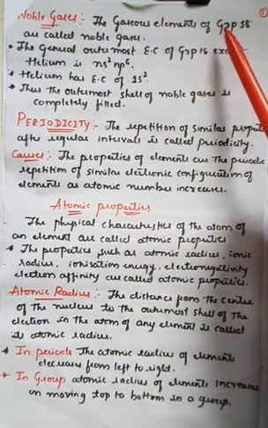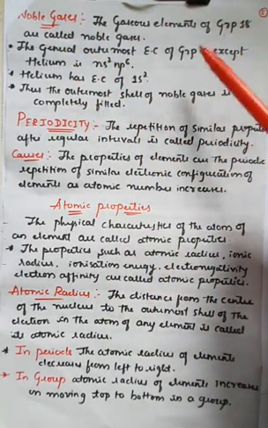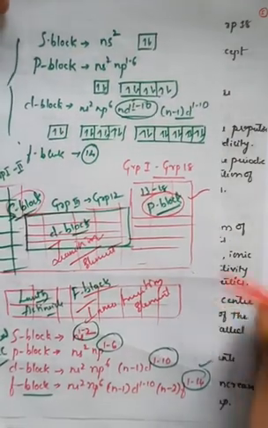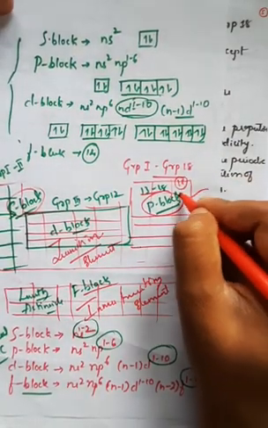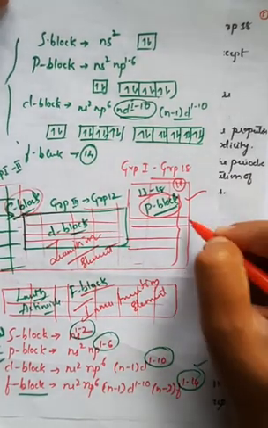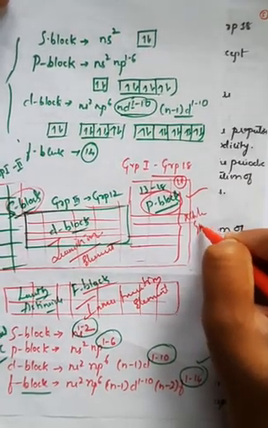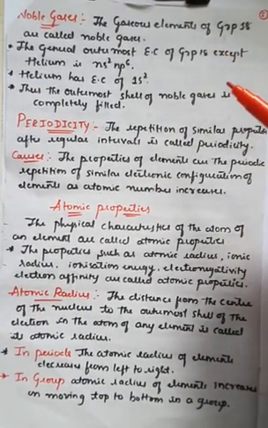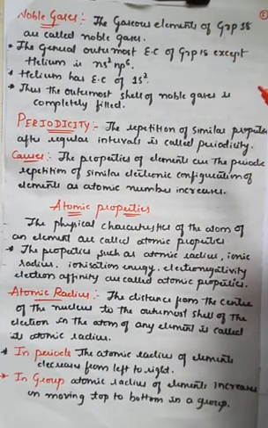So the gaseous elements of group 18, the last group present in the periodic table, we call it group 18. These are generally termed noble gases, because they will not react with any of the substances in the universe, because they have a completely filled electronic configuration and are more stable.